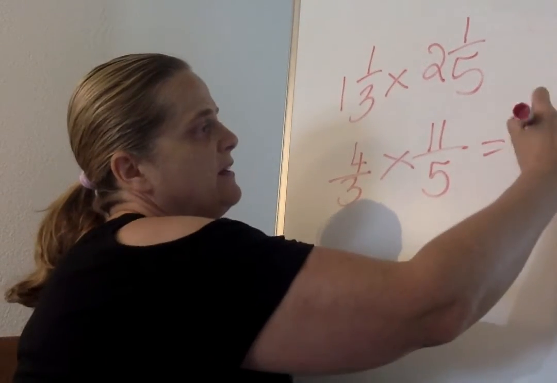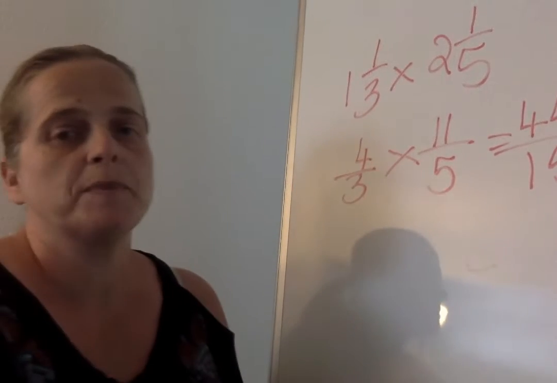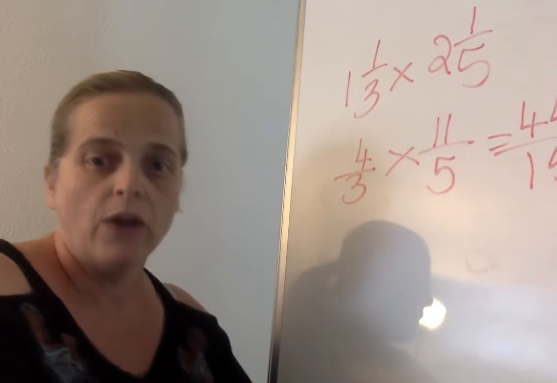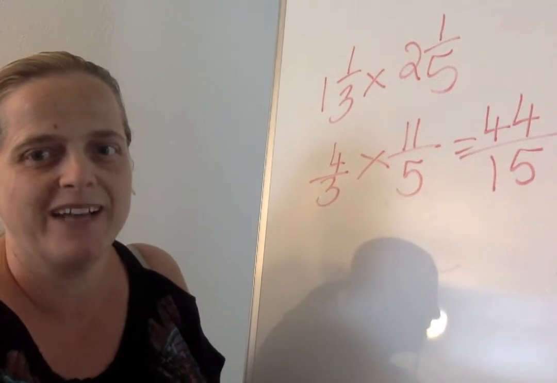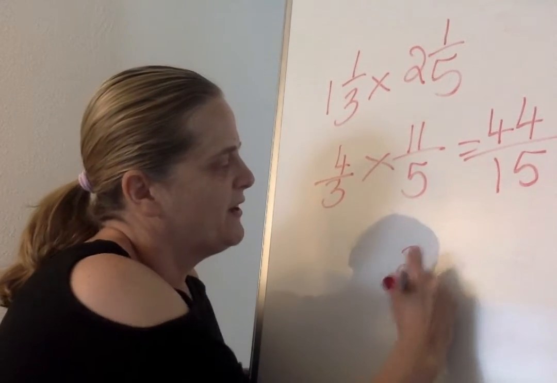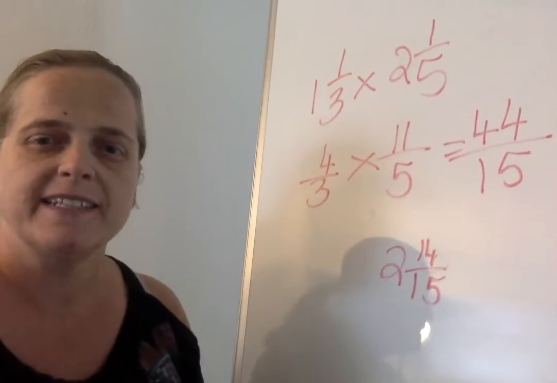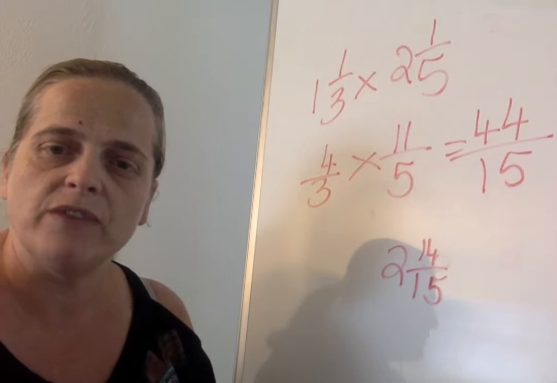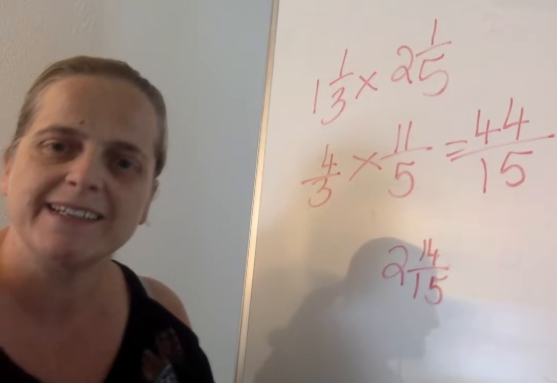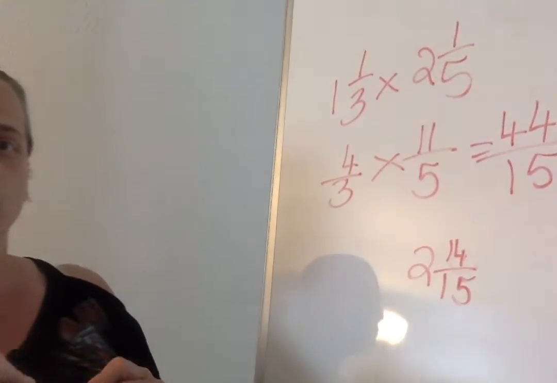4 times 11, 44. 5 times 3, 15. How many groups of 15 can you get in 44? Well, if it was 45, it would be 3 groups, but it's not 45. It's going to be 2 groups with 14/15 left over, right? See how you get to know your multiples of 15? That should become more automatic for you. 15, 30, 45, 60, 75, and 90, okay? Hopefully we're getting there, but that's what we want to do.